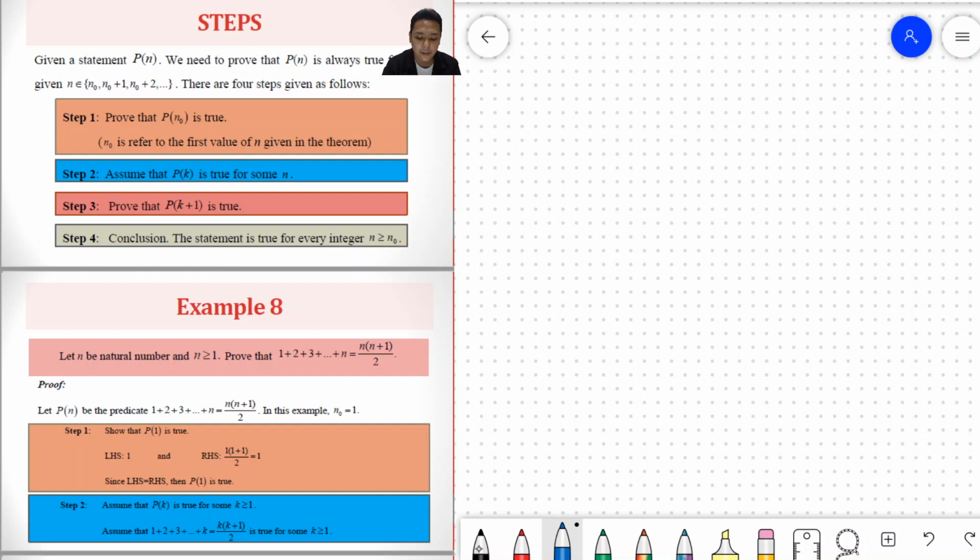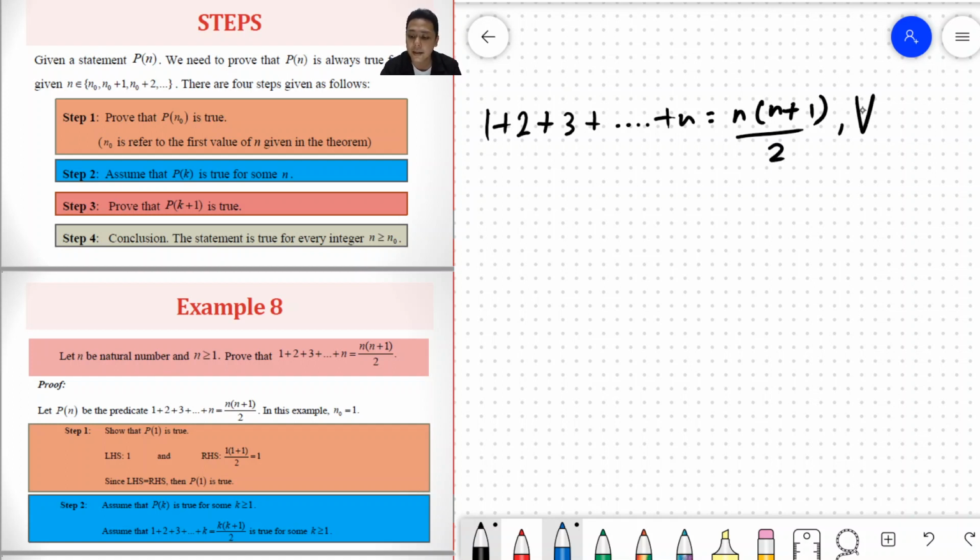Example 1, which is the sum of Gauss just now, 1 plus 2 plus up until n is given by n times (n plus 1) over 2. And do notice that we must always try to show what is the domain of n. For this case, n is a natural number or positive integer, or you can say n larger than or equal to 1.